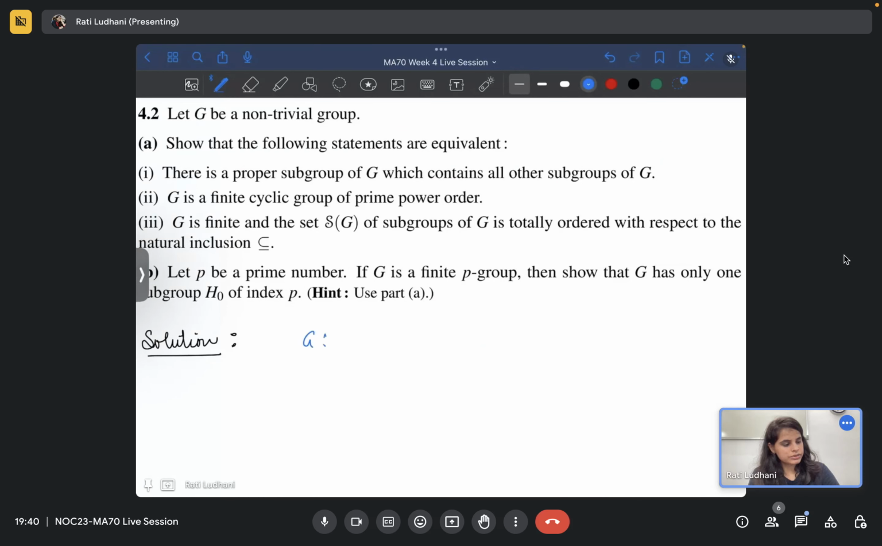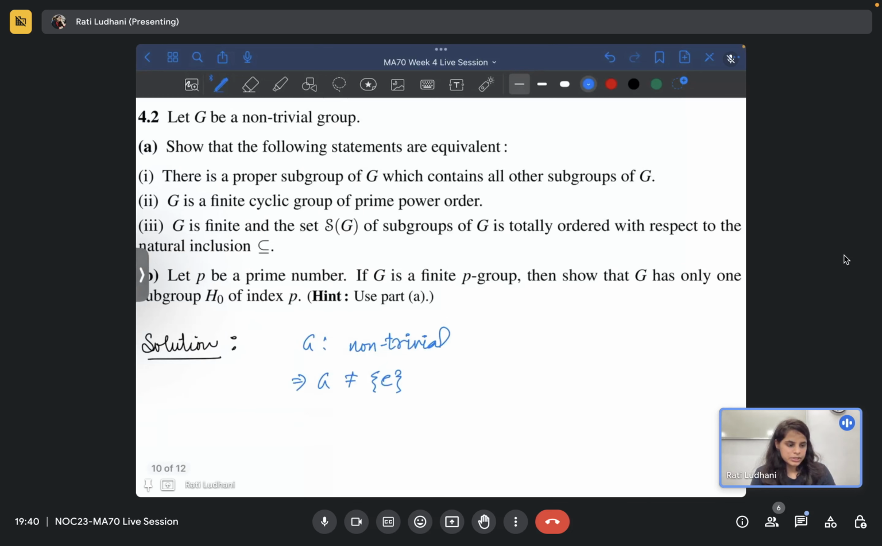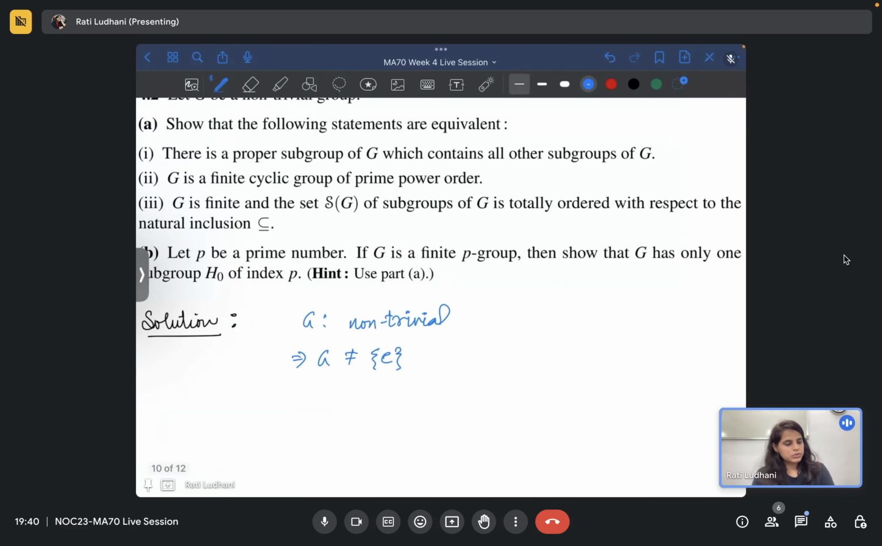G is a non-trivial group, so it's maybe not just the identity one. So this implies G is not just the identity group. Show the following statements are equivalent. So let's see, what does this say?